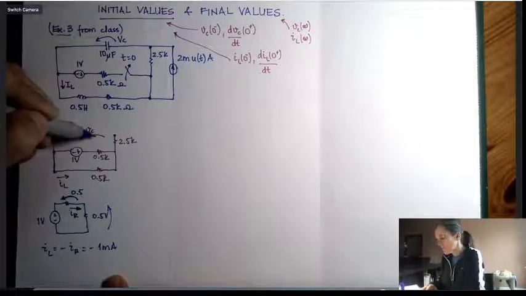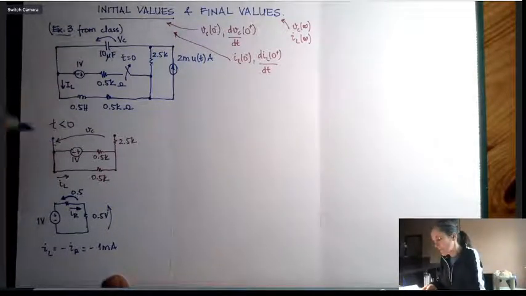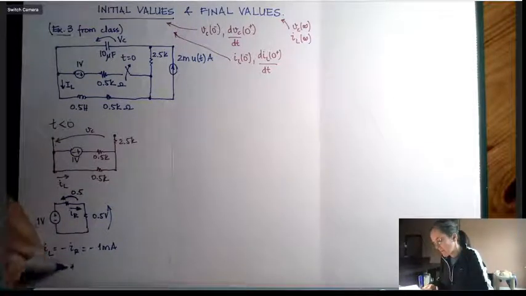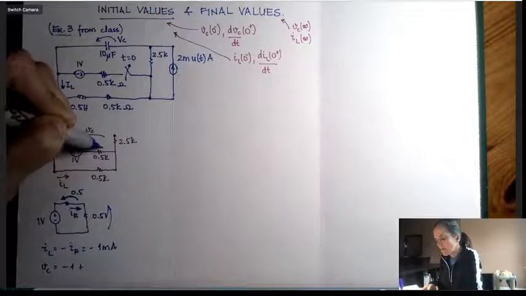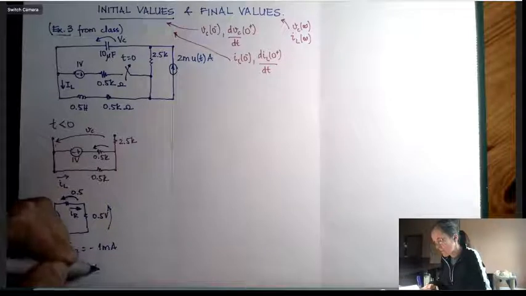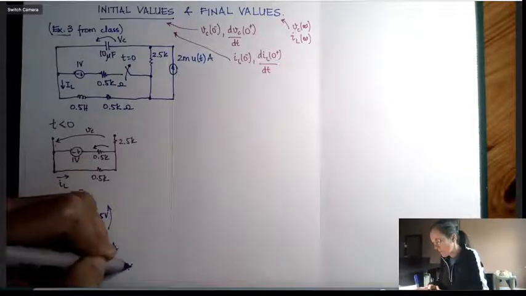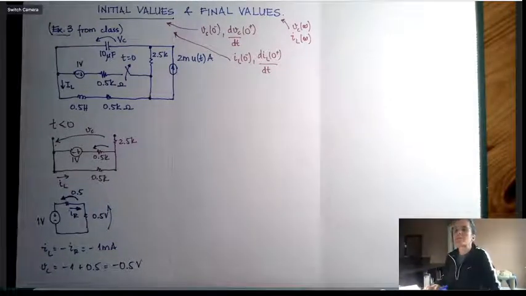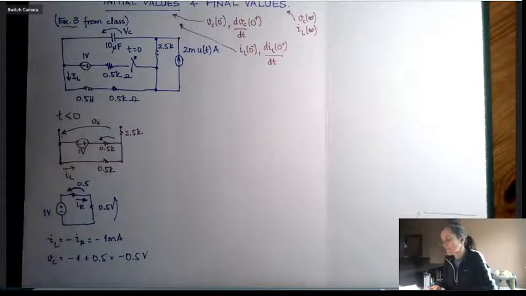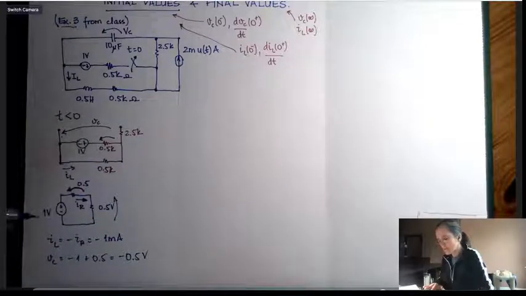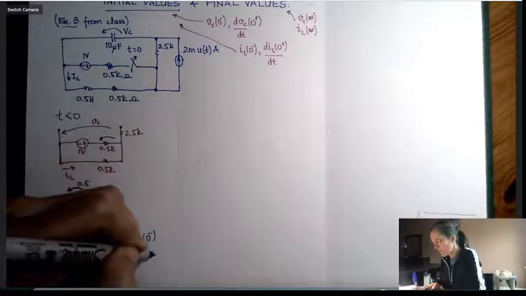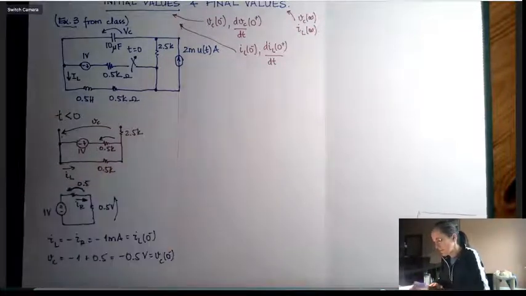And then the voltage across the capacitor, I start here on the plus side, and this is minus 1 volt, so VC is minus 1 plus this voltage here, which is 0.5 volts, which means minus 0.5 volts is the voltage across the capacitor. So I just found these two at 0 minus, and they transfer for 0 plus. So let me just write here that this is IL at 0 minus or 0 plus. This is VC at 0 minus.